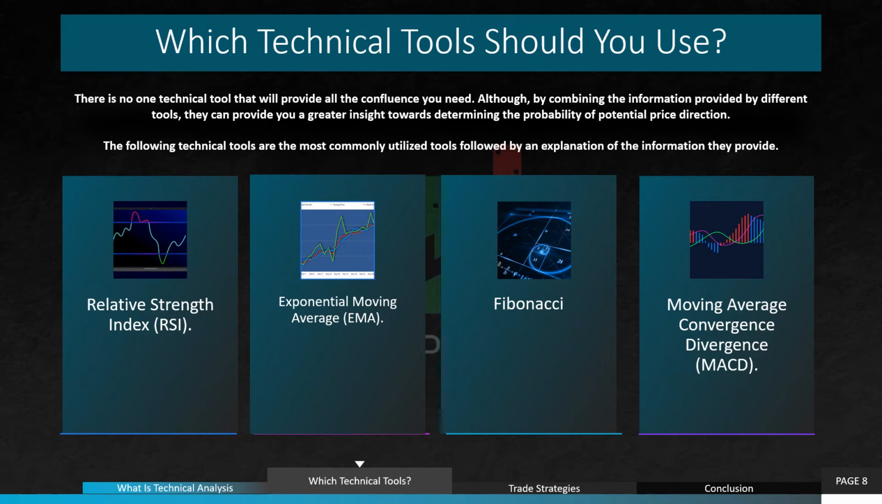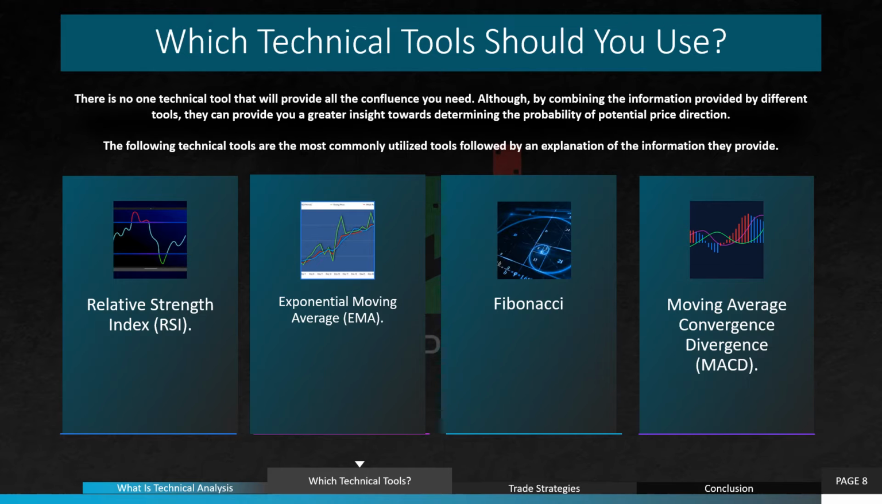We utilize more than one tool of analysis. By using several analysis techniques, they can potentially provide us a greater confluence that our trade prediction has a greater probability of being correct or not. Although technical analysis is not the only method of analysis that you should be using in your trading strategy, it is absolutely an important part of your trading arsenal. By combining the information provided by the different technical tools, they can possibly provide you a greater insight towards determining the probability of potential price direction.